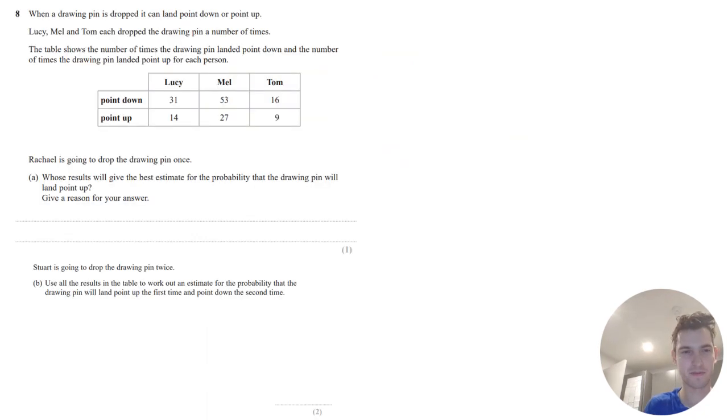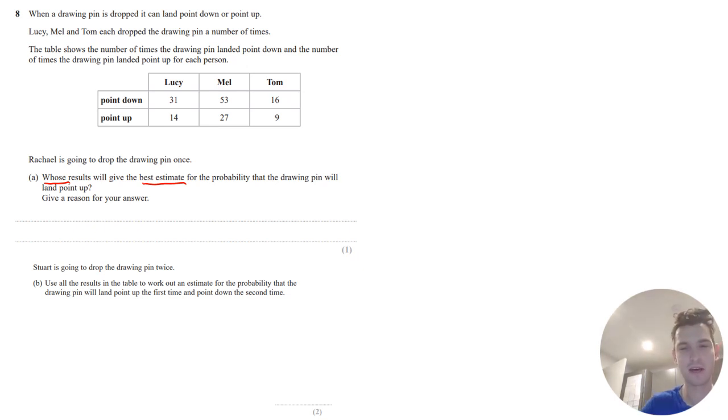Next question. Question 8. When a drawing pin is dropped, it can land point down or point up. Okay, Lucy, Mel, and Tom each dropped the drawing pin a number of times. The table shows the number of times the drawing pin landed point up for each person. Okay, so it gives me 3 people. It gives me the number of times it's point up and point down. And it says Rachel is going to drop the drawing pin once. Whose results, so who, will give the best estimate for the probability that the drawing pin will land point up? Give a reason for your answer.